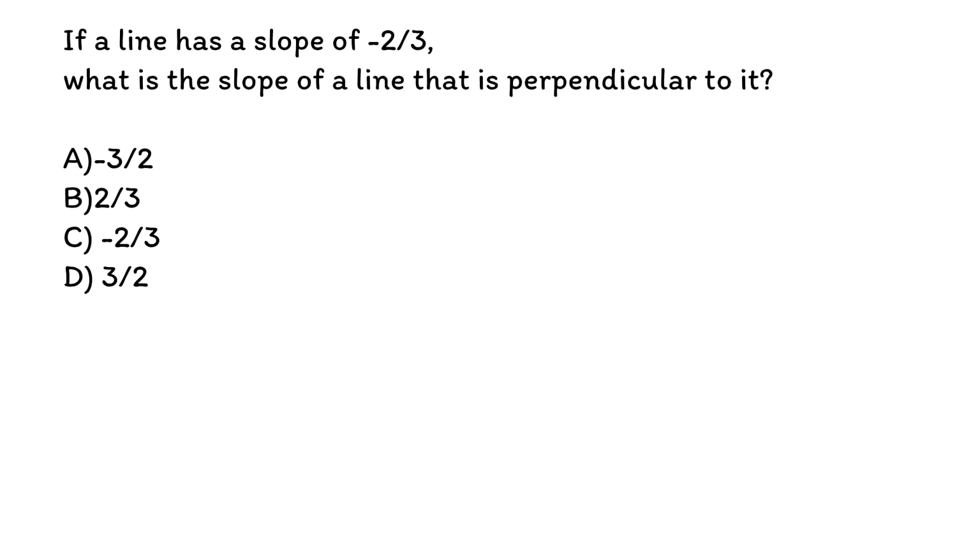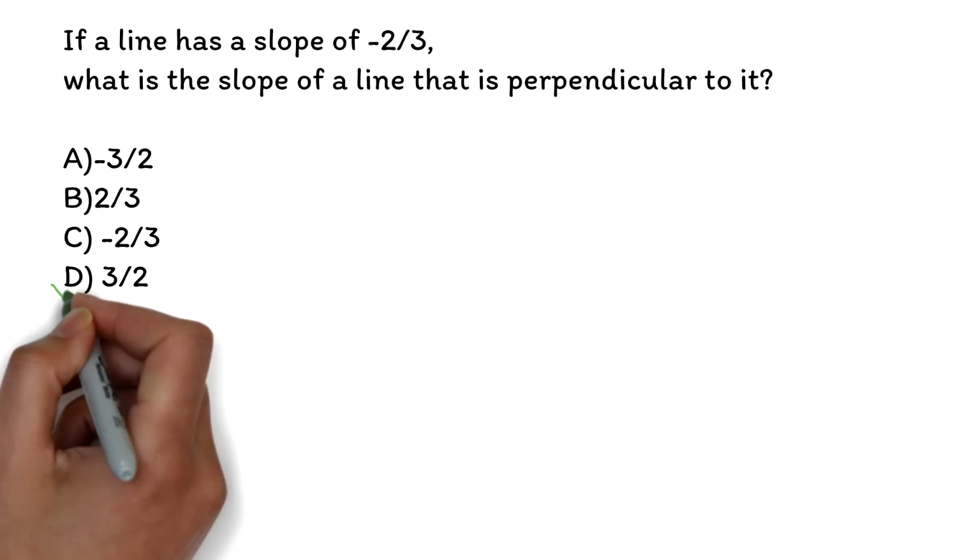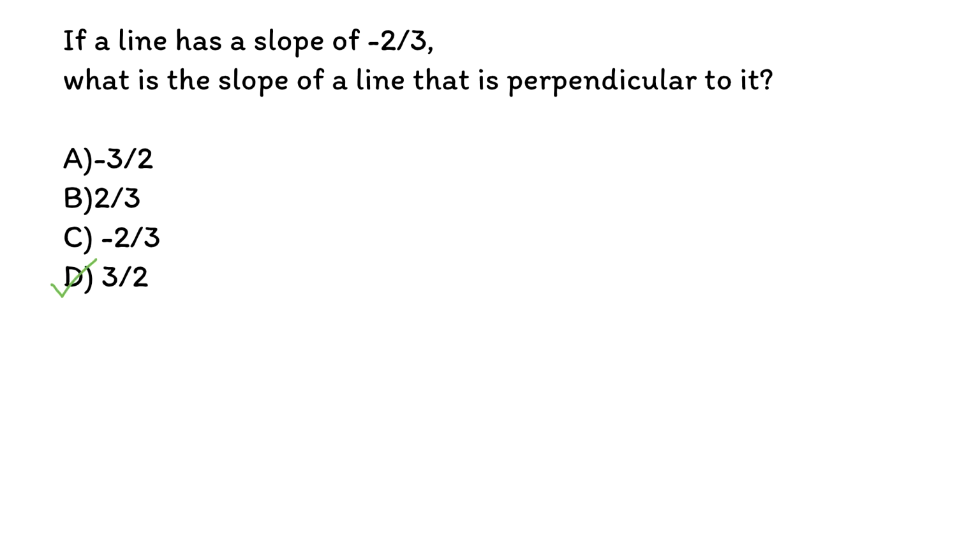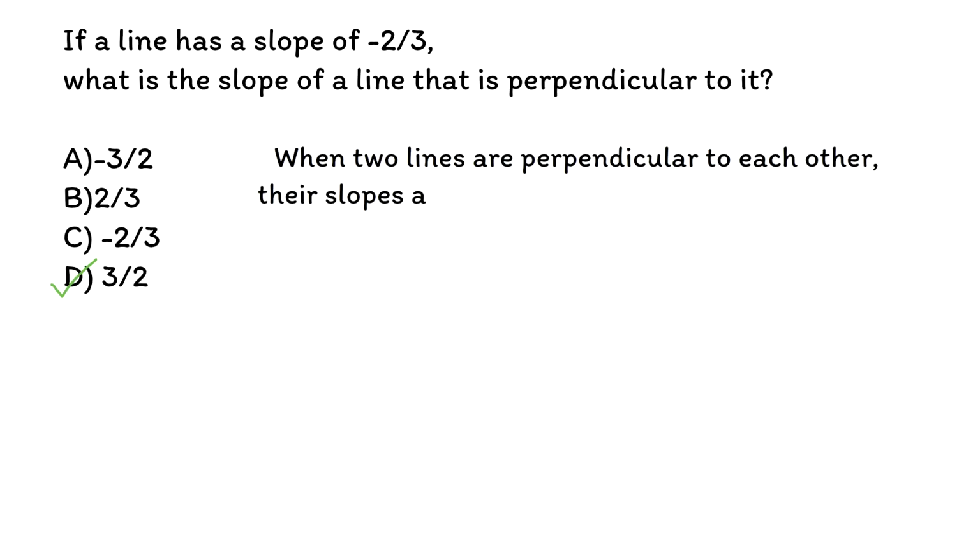If a line has a slope of -2 over 3, what is the slope of a line that is perpendicular to it? A. -3 over 2. B. 2 over 3. C. -2 over 3. D. 3 over 2. The correct answer is D, 3 over 2. When two lines are perpendicular to each other, their slopes are negative reciprocals of each other.